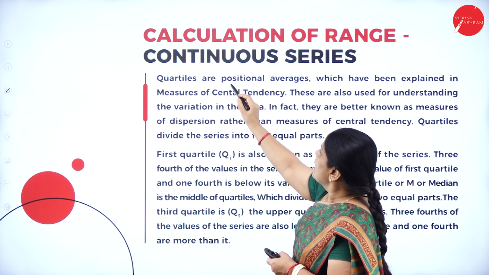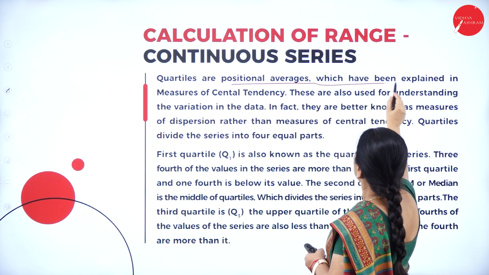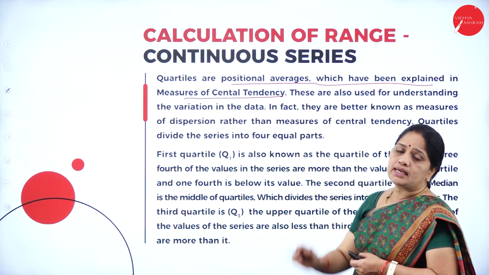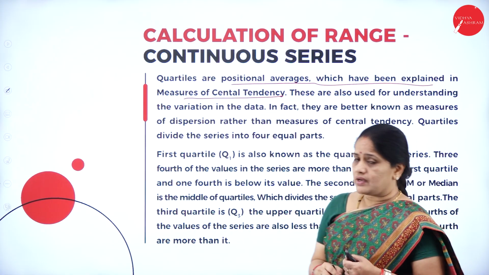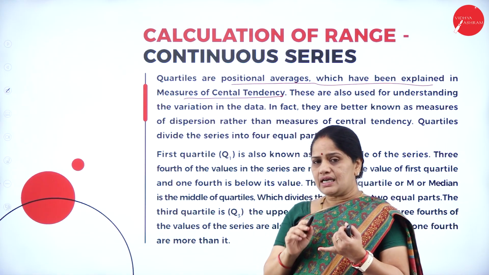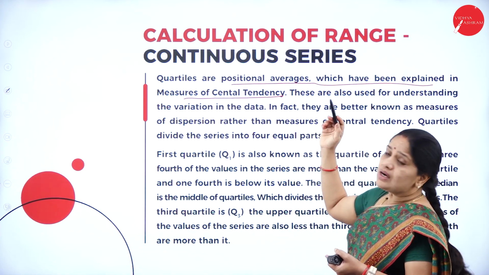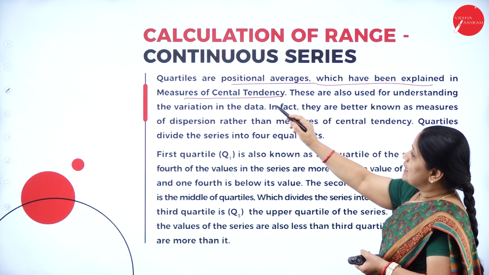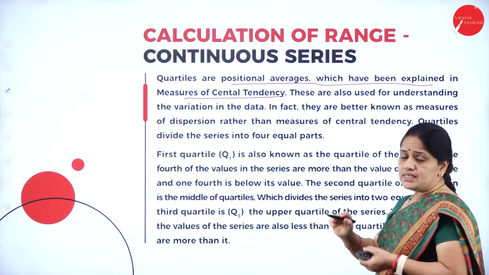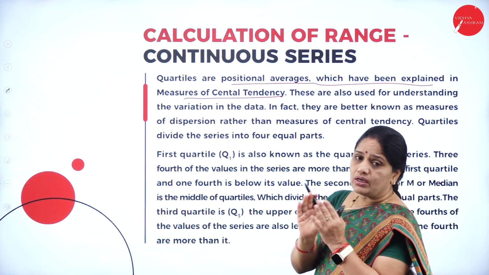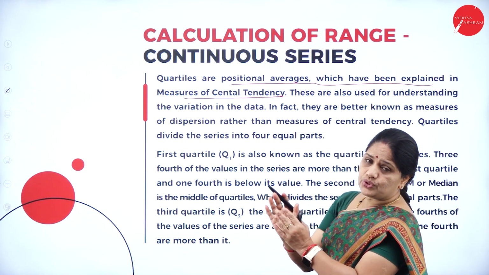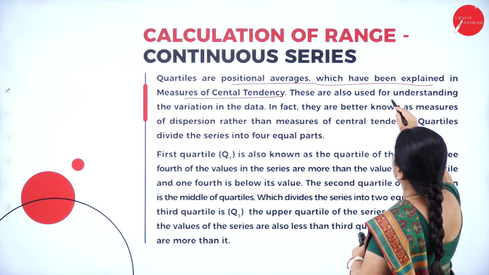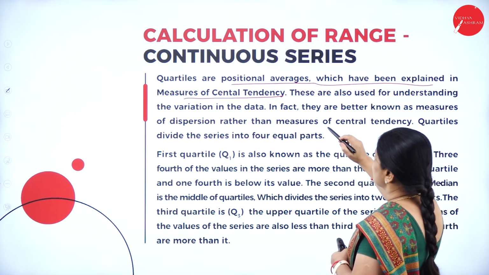Now, quartiles are positional averages which have been explained in the measures of central tendency. Now, in these measures of dispersion, the first one is the range, the second one is the quartiles. Now, what are these quartiles? These quartiles are positional averages. That means they are based on the position, that is the Q1, Q2 and Q3. So, they are positional averages which have been explained in measures of central tendency.